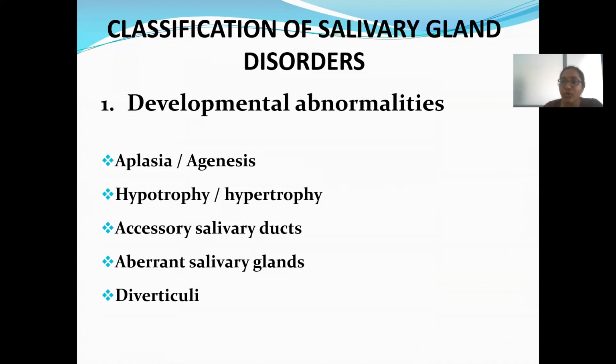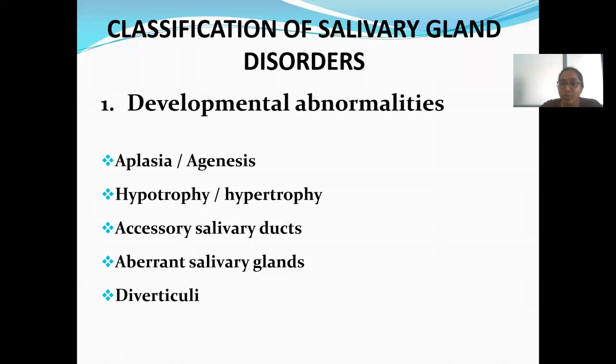We advise you to follow Burket's classification. According to Burket's, there are many different headings that have been given. First category in that is developmental abnormalities. Under that, we have aplasia or agenesis, which means there is complete absence of your salivary gland. Then you have hypertrophy or hypotrophy, which means there is an increase or decrease in the size of the cells of your salivary glands.